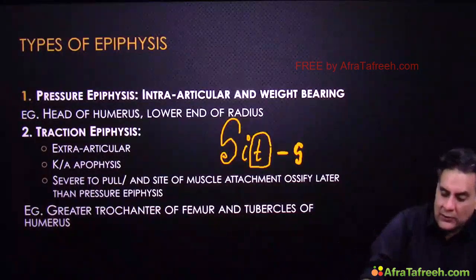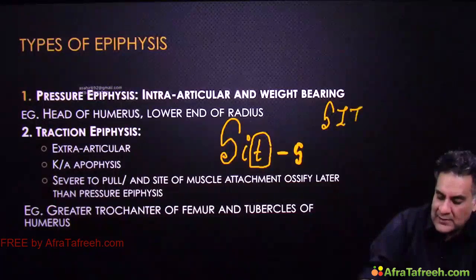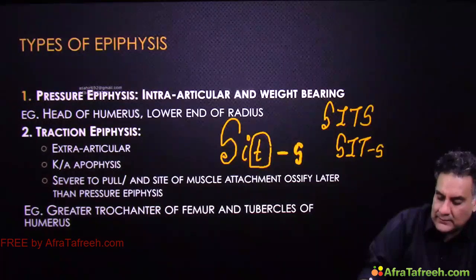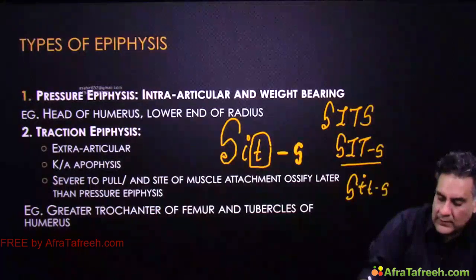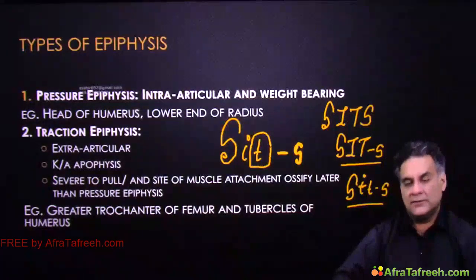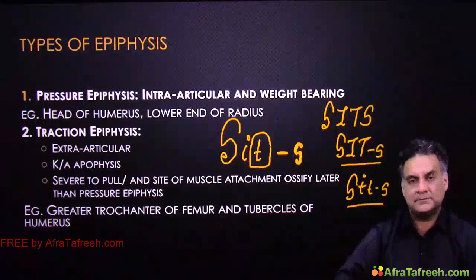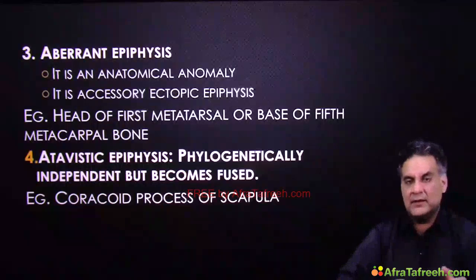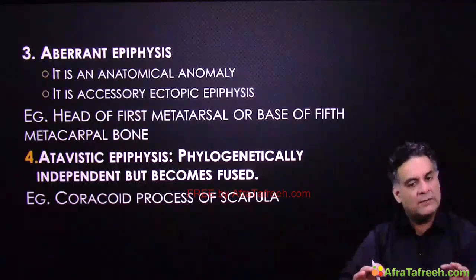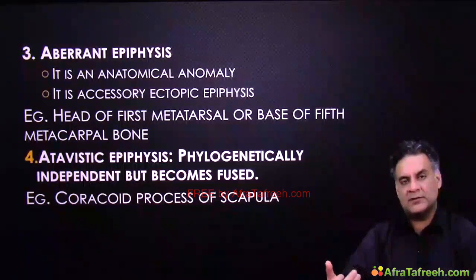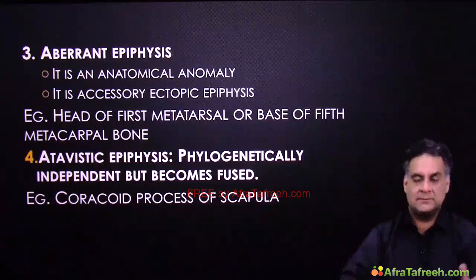In exam, you don't write the mnemonic like this, sits. You also don't write the mnemonic like this, sit dash s. You write the mnemonic like this. Small s, subscapularis, small i, infraspinatus, small t, teres minor. Then coming to aberrant epiphyses, they are accessory ectopic epiphyses, like the head of first metatarsal or base of 5th metacarpal. And atavistic, I told you, the coracoid process which became fused in human beings.